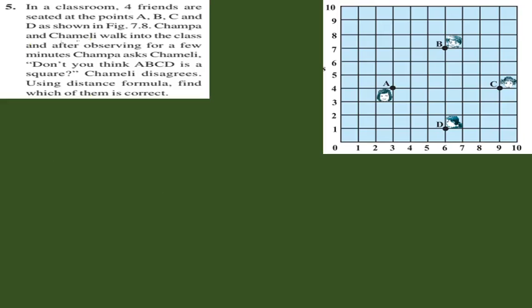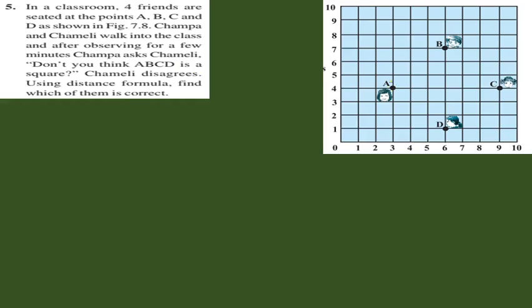The question number 5 in your NCERT. In a classroom, 4 friends are seated at the points A, B, C and D. Champa and Chameli walk into the class, and after observing for a few minutes, Champa asks Chameli, "Don't you think ABCD is a square?" Now we have to show whether this is a square or not. Chameli disagrees. Using the distance formula, find the correct one.